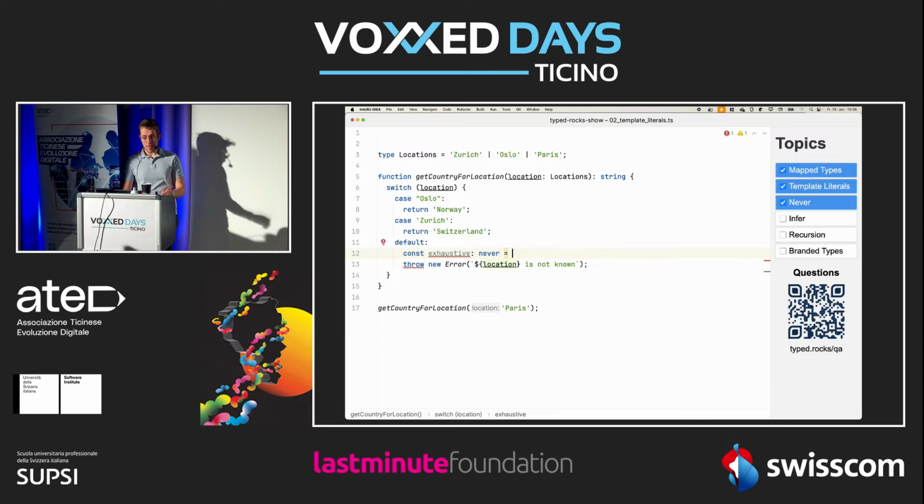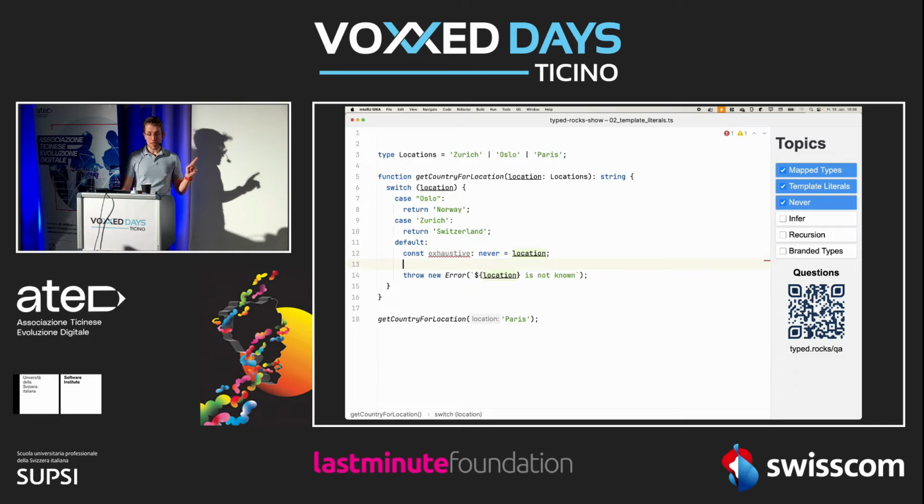Now what we can do is assign the location to this variable, and now you can see we get an error because type string is not assignable to type never, because TypeScript is extremely clever about this. It knows, okay, Zurich and Oslo are covered here, Paris is not. So there is a possibility that somebody passes in Paris. Location here will then be Paris, and we would then try to assign a string to never, which is not allowed. So we get an error. This way we have compile time and runtime safety, both in place.